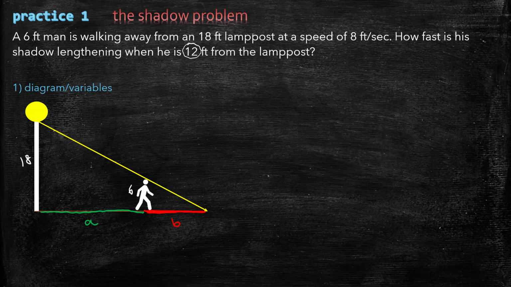So A is 12. At that moment in time, we would like to know how fast this shadow is lengthening, but don't put that in the diagram because that can get you into trouble because you'll start using it when you shouldn't. And so now we identify the rates of change and also any snapshot value. So he's moving at a speed of 8 feet per second. So that's really how fast A is changing. So I'll put dA by dt equals 8.